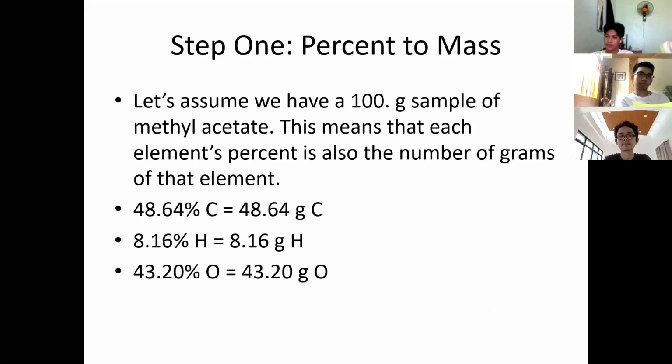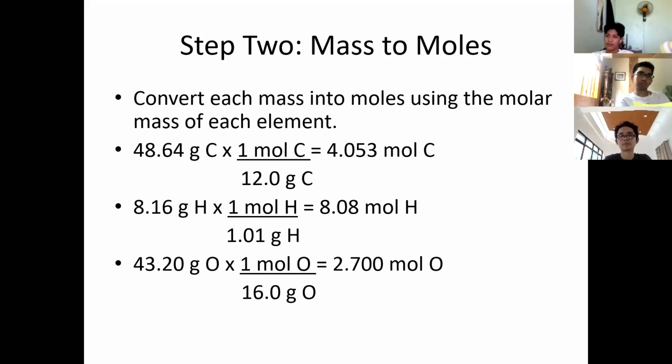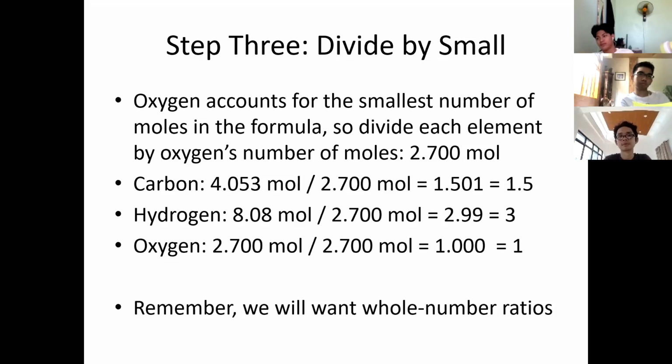Again, step number 1, percent to mass. Step number 2, mass to mole. Step number 3, divide by small. What is step number 4? Multiply till whole. You notice, class, that the value 1.5 is not yet a whole number. You don't have the molecule C1.5H3O1 as your empirical formula. Empirical formula goes with the subscripts of your elements in integers with the smallest ratio possible.